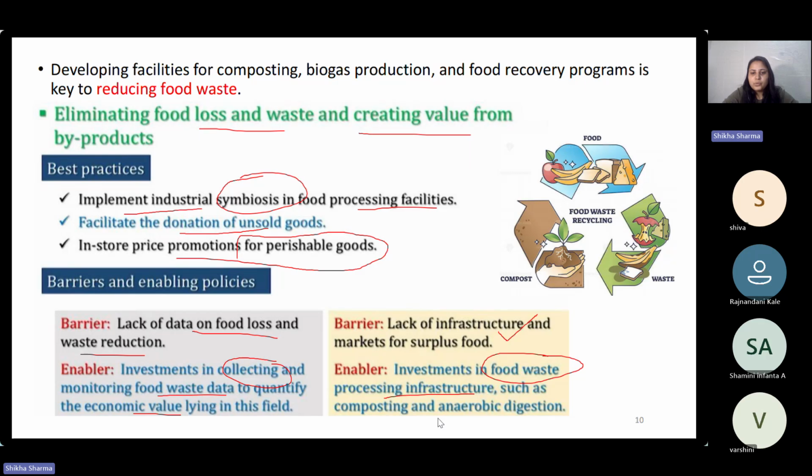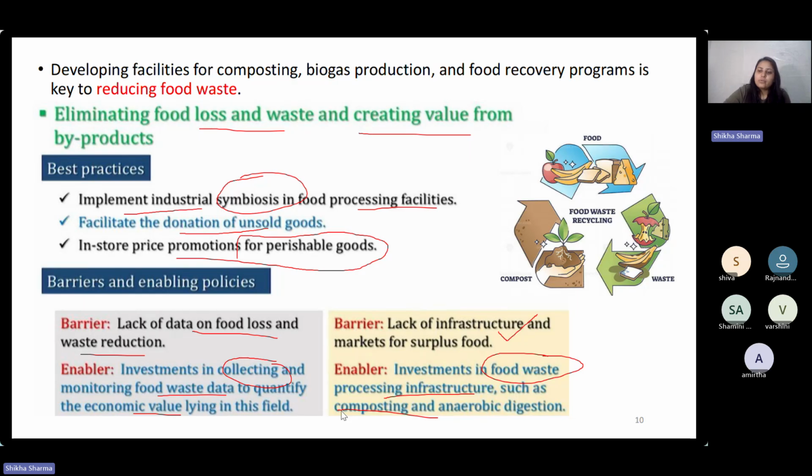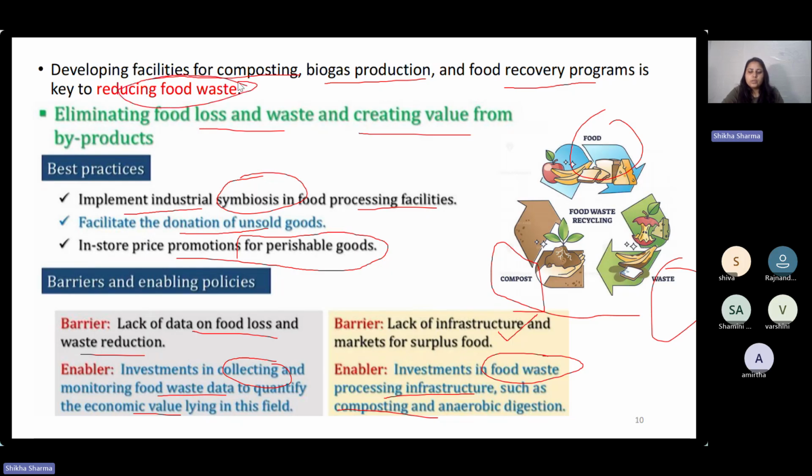And also if there is food waste, there can be technologies like composting and anaerobic digestion which can help generate some kind of energy or bioenergy from that food. Even if the food is wasted, we should try to reduce the food waste as low as possible. After that, the food waste can be utilized in compost or to extract some kind of energy, so that it will be helpful. So we need to develop facilities for composting, biogas production, and food recovery programs to reduce food waste.